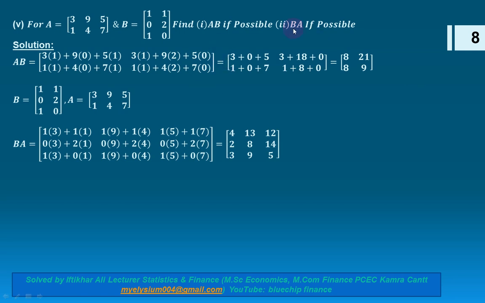Now we come to the multiplication of BA. So first row, first column, first row, second column, first row, third column. 1 multiplied by 3 plus 1 multiplied by 1, here it is given. 1 multiplied by 9 plus 1 multiplied by 4, here it is given. 1 multiplied by 5 plus 1 multiplied by 7, here it is given. And now we just simply multiply the second row, and in third line we multiply third row, and the result is 4, 13, 12, 2, 8, 14, 3, 9, 5. So we can say that multiplication of AB and BA both are possible.